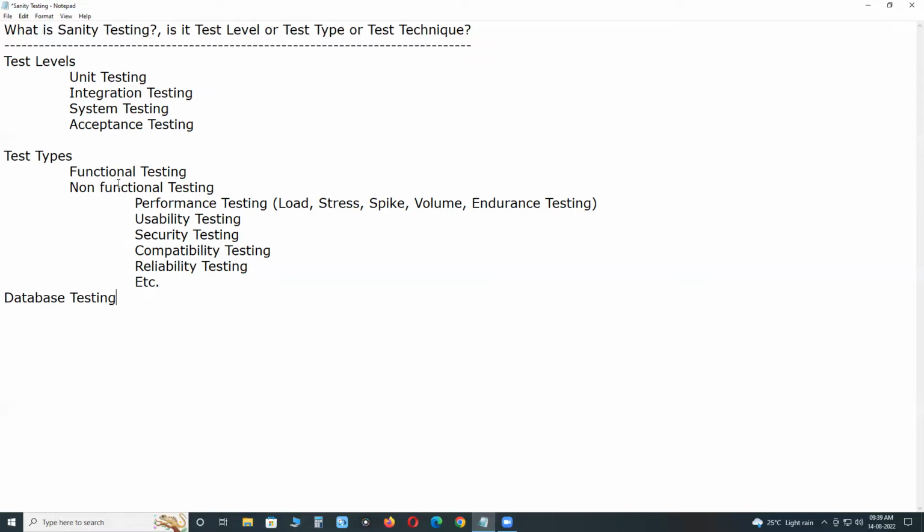Anyhow, functional testing, performance testing, load testing, spike testing, data volume testing, endurance testing, usability testing, security testing, compatibility, reliability, availability, hardware testing, localization testing, internationalization testing, database testing, etc. are all test types. But sanity testing is not a test type. Next, is it a test technique? No, it is not a test technique.